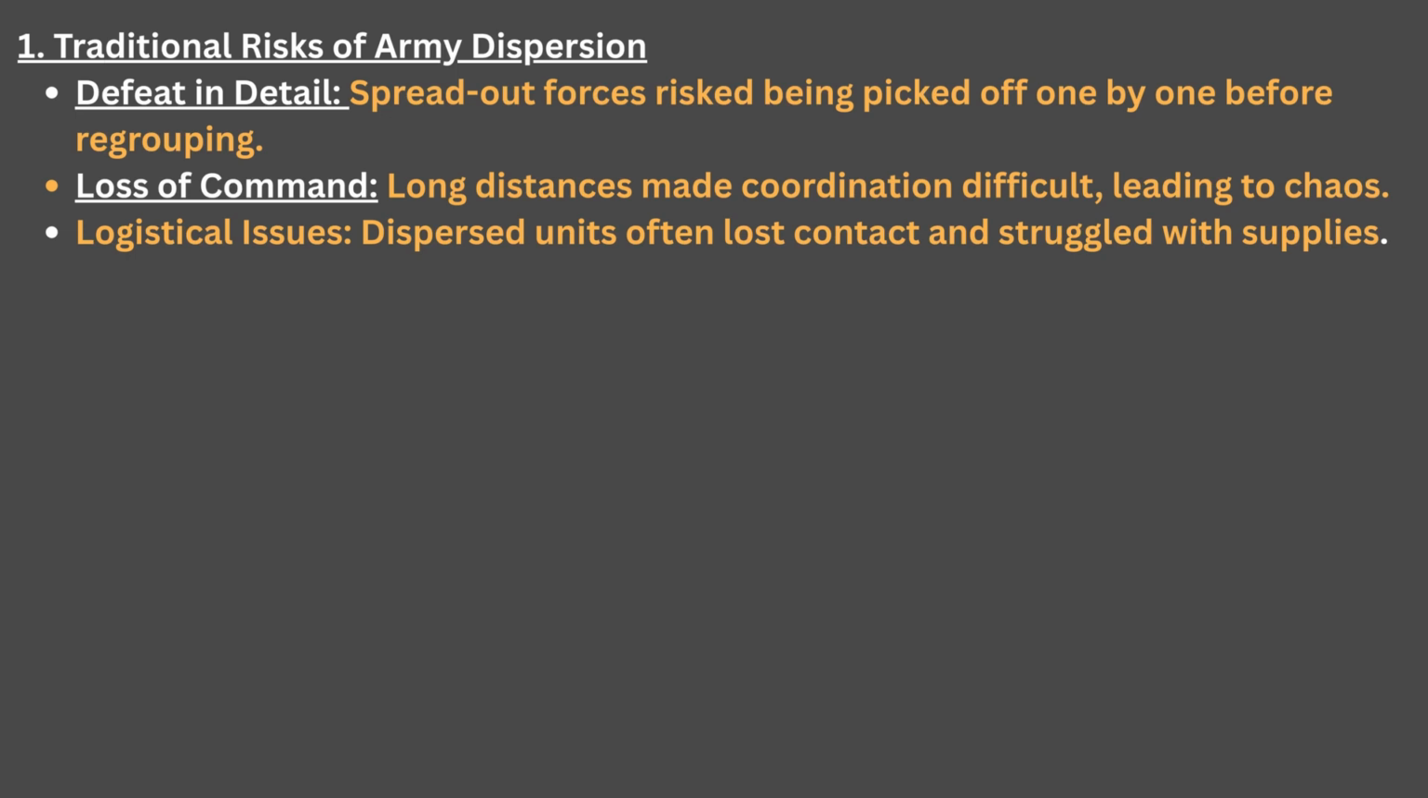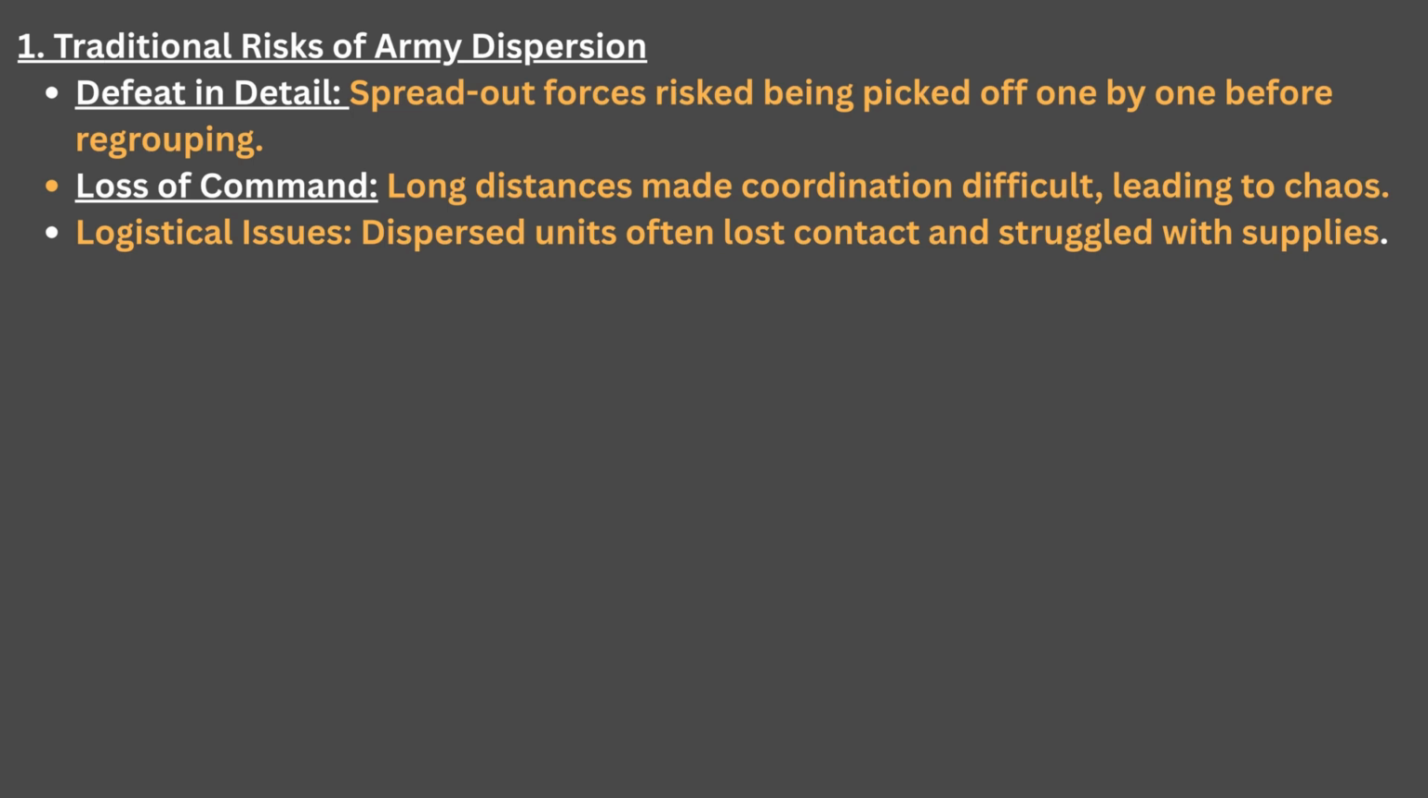1. The traditional problem with dispersion. Before Napoleon, spreading your army out was a huge risk. You could be defeated in detail, your smaller, separated units picked off one by one. Command and control became a mess. The farther apart units were, the harder it was to coordinate. And don't forget logistics, scattered forces often lost supply lines or contact with HQ. In short, army dispersion used to mean vulnerability.